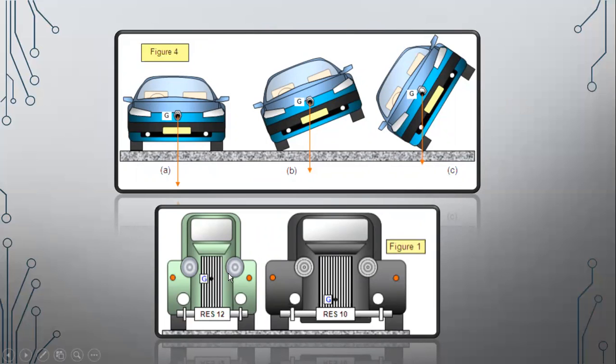So these are 2 points which can help to improve the stability of an object. Number 1, by lowering the center of gravity of an object, and number 2, by increasing the base area of an object. Thank you.